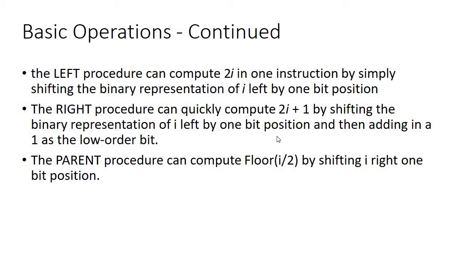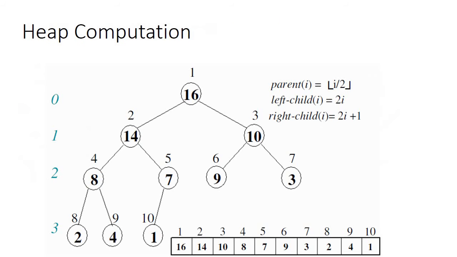What shall be the basic operations? There are 3 basic operations. The left procedure computes the leftmost value, the right procedure quickly computes the rightmost value, and the parent procedure computes the floor value by shifting i, that is the index, right by one bit position. So this is how it computes the elements. This is the heap computation.